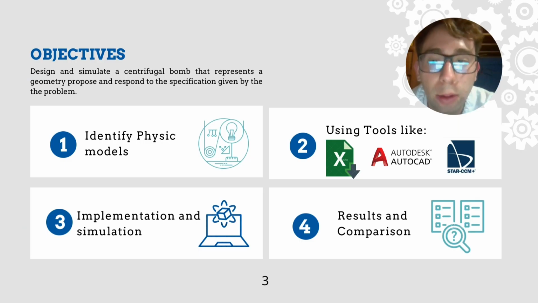The principal purpose is to design and simulate a centrifugal pump that presents a proposed geometry and responds to a specification given by the problem. To achieve this, we need to involve four aspects. First, identify the physical model. Second, use different tools like Excel, AutoCAD, and others. Third, simulate this model to create our pump. And finally, obtain results and make a comparison with the manufactured pump.